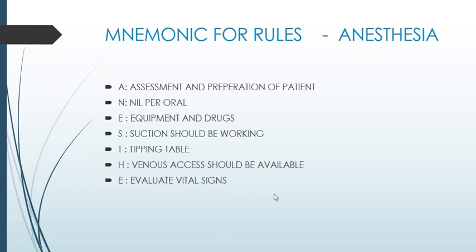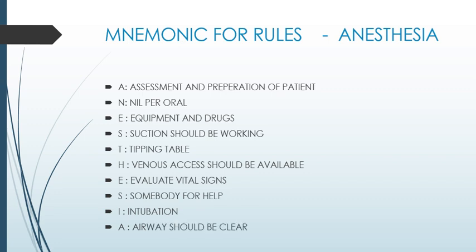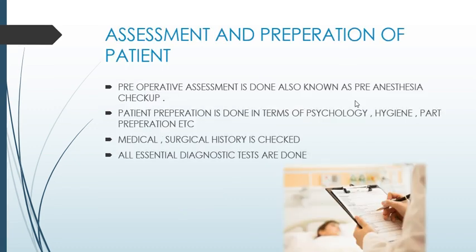E stands for evaluate vital signs of the patient, and S stands for somebody for help. I stands for intubation, and A stands for airway should be clear. So this is the mnemonic ANESTHESIA. Let's see one by one. So first one is assessment and preparation of the patient.